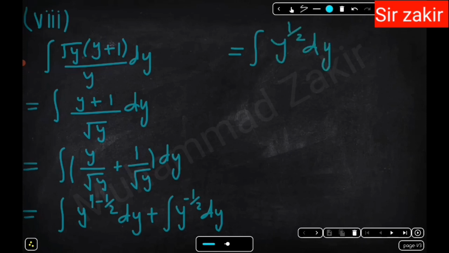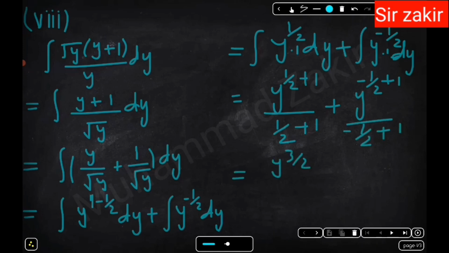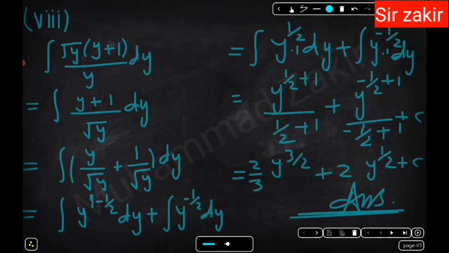We proceed: integration y power 1 by 2 dy plus integration y power minus 1 by 2 dy. Then we integrate, as the derivative of y with respect to y is 1, written with it at both places. So we just increase the power of the function by 1 and divide by that value. If we increase the power it becomes 3 by 2 and the denominator is 3 by 2, so that becomes 2 by 3 as coefficient. Here the power is 1 by 2, the denominator also becomes 1 by 2, that becomes 2 in the numerator, plus c is added as the integration sign ends. The integration is calculated. Now we will do another part, number 9.